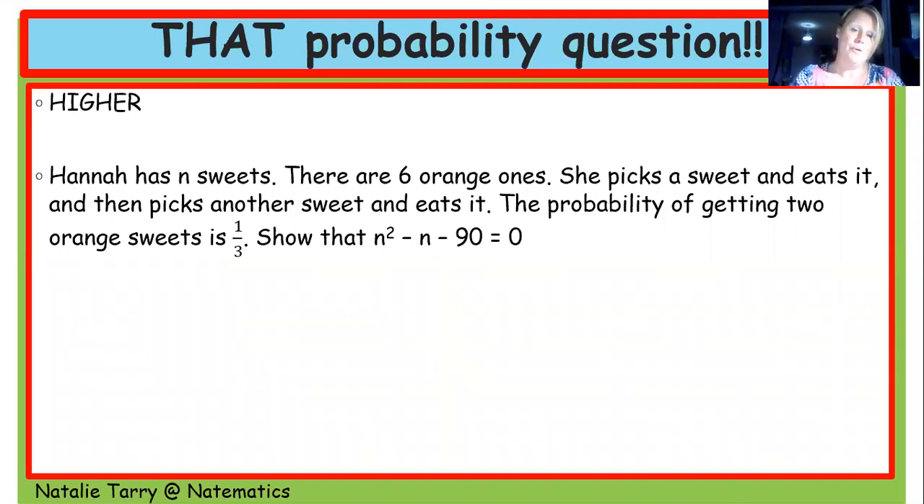So this question came up. It was that Hannah has n sweets, and you'll notice it is higher level, by the way. There are 6 orange ones. She picks a sweet and eats it, and then picks another sweet and eats it. The probability of getting 2 orange sweets is 1/3. Show that n squared minus n minus 90 equals 0.